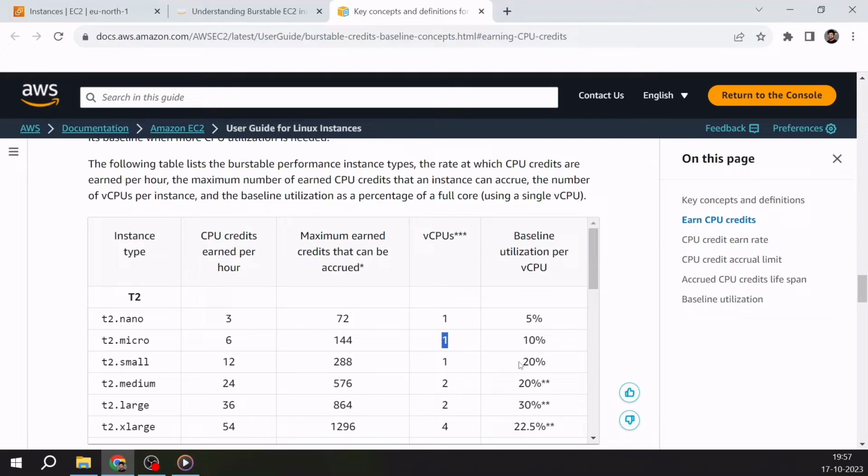So baseline utilization is something which says that this is 20%, so you can run this instance with 20% or less CPU utilization 24/7. Okay, you can run it the entire week or entire year, but your CPU utilization should be less than 20%. We have not covered what will happen if it goes beyond that, or if it runs even lower than what is specified here. So we are going to talk about that. But now let's understand CPU credits.